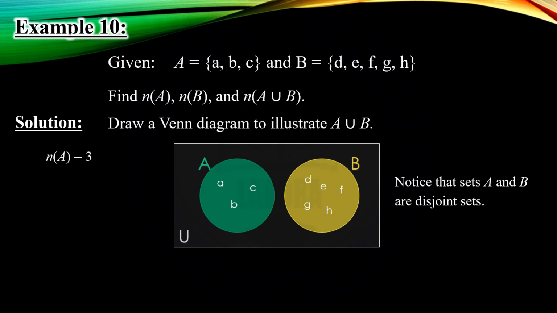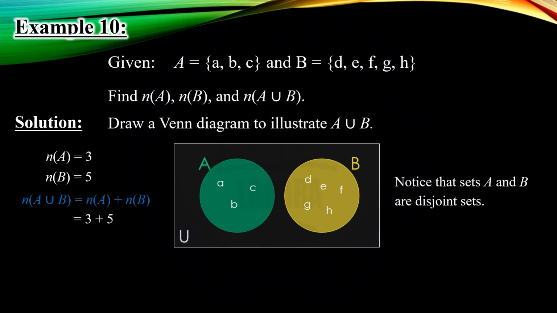Next is to identify the number of elements in set A. So, the cardinality of set A is equal to 3. The cardinality of set B is equal to 5. Then use this expression since we are asked to get the cardinality of set A union set B, since they are mutually exclusive events.